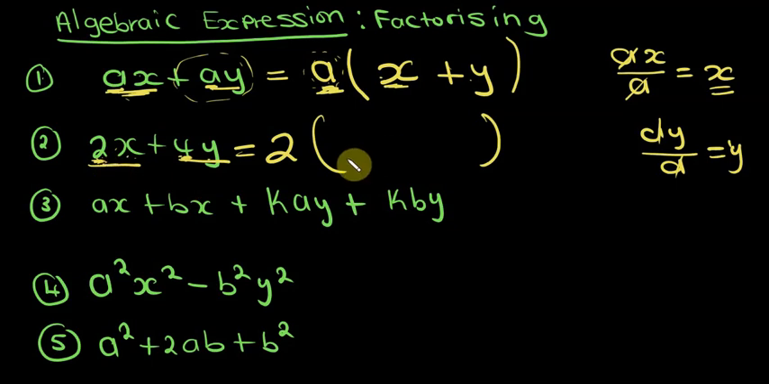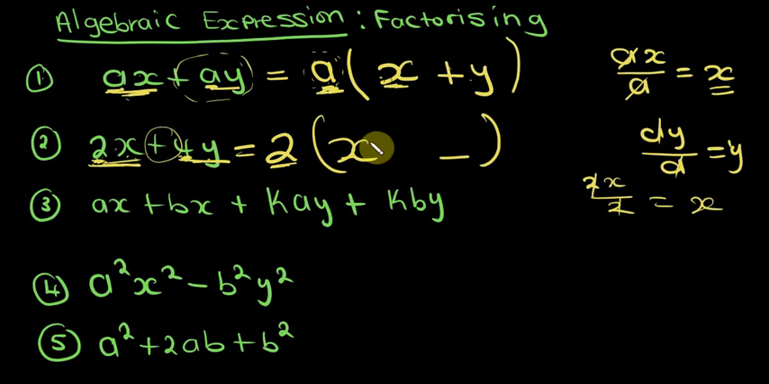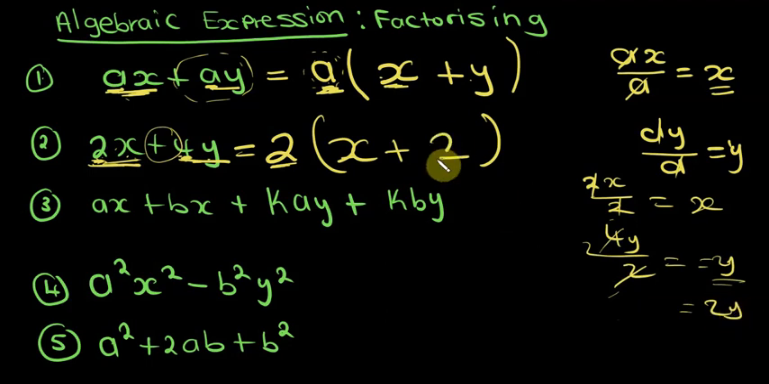And then we find out what we are going to put in there. To do that, we divide each term by the 2 that we put outside the bracket to tell us what we're putting inside the bracket. First term, 2x divided by 2. 2 and 2 cancel out, left with x. So here will be x. Okay, bring the sign as it is. Then we'll have 4y divided by 2. 4 divided by 2 is 2, therefore 2y is the answer there. Cool.